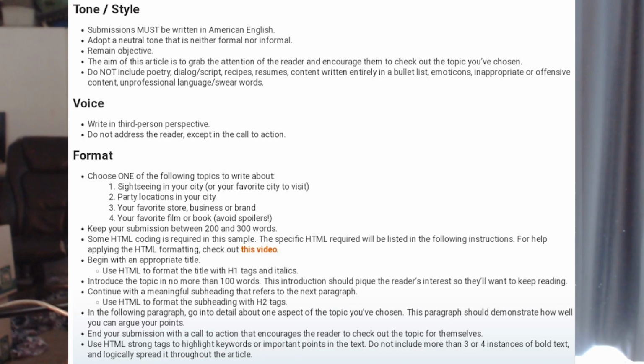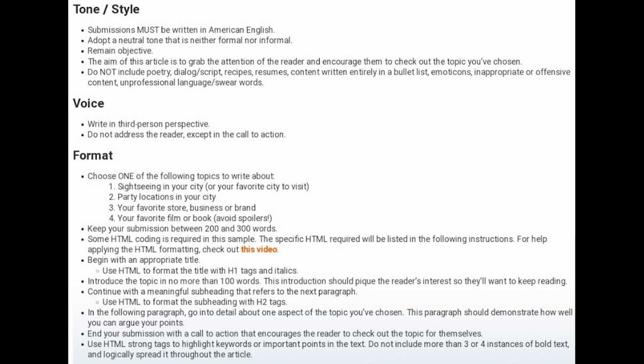Format. Choose one of the following topics to write about: sightseeing in your city, party locations in your city, favorite store, business, or brand, your favorite film or book. If I remember right, I wrote mine on a brand, but it's been a long time, so I can't really 100% remember what I wrote in my piece. But you see, you have quite a bit of options there. You can write just about anything that really connects to you in real life.